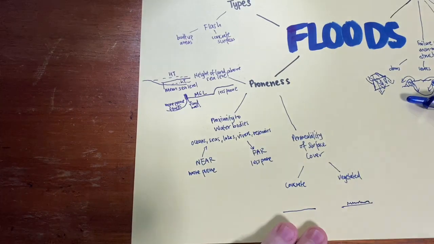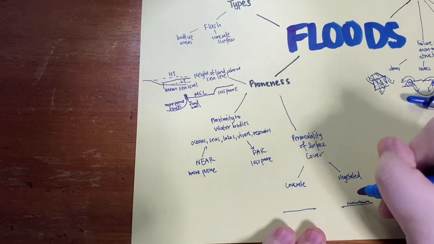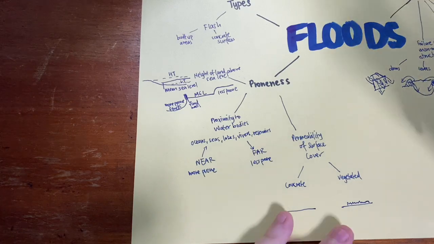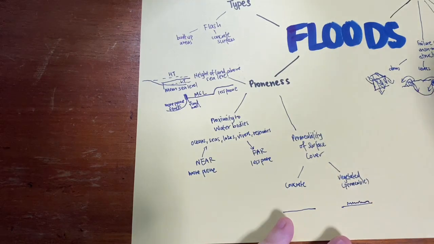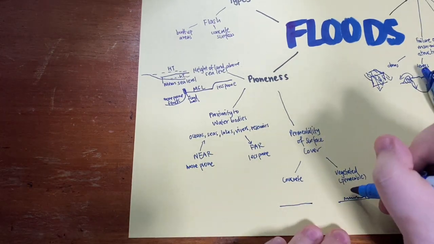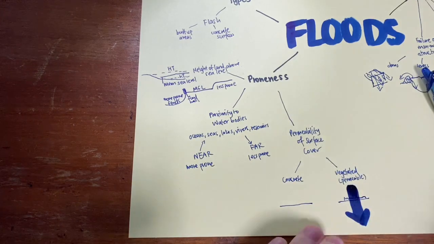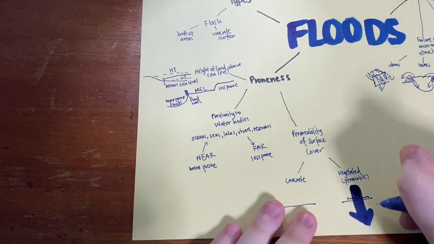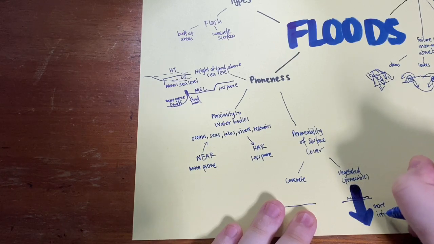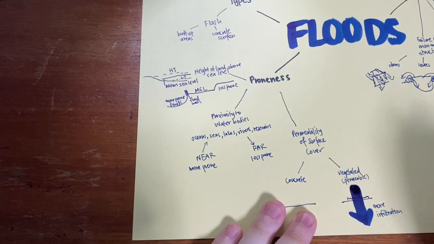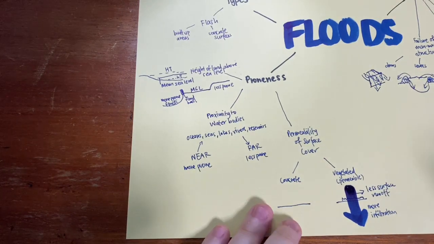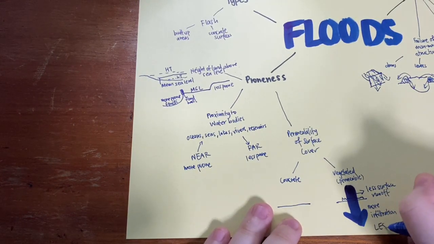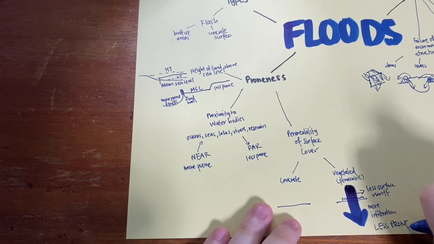So for vegetated surfaces, because they are more permeable, what happens is that there will be more infiltration, which leads to less surface runoff. Hence, it is less prone to floods, right?